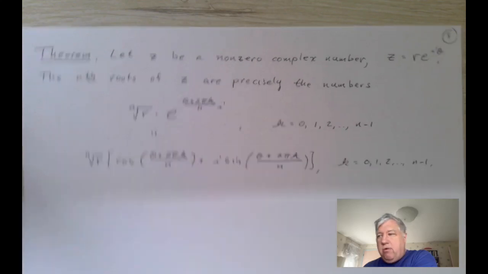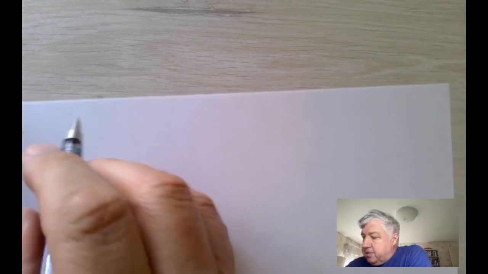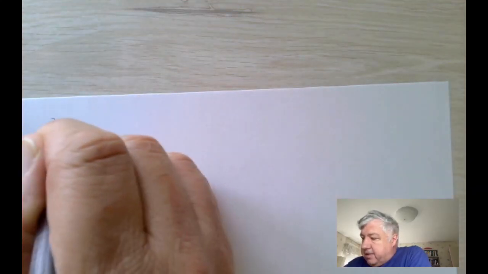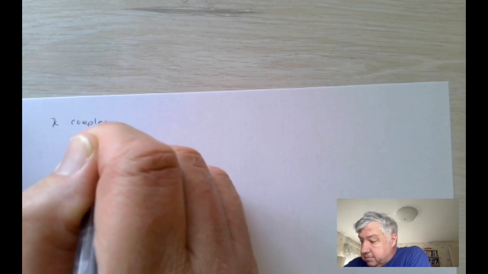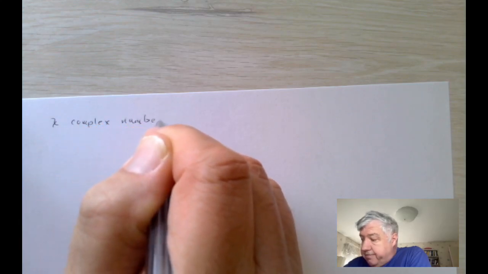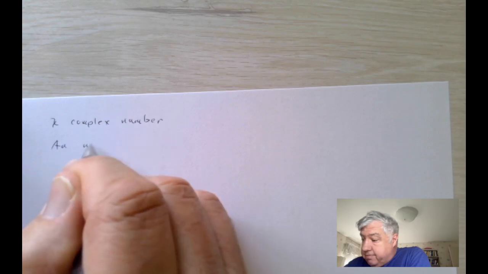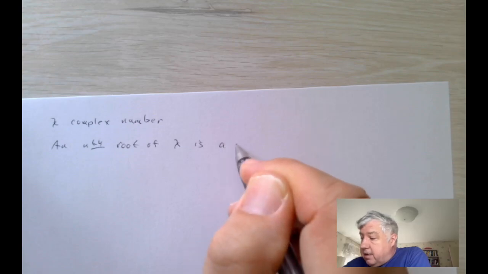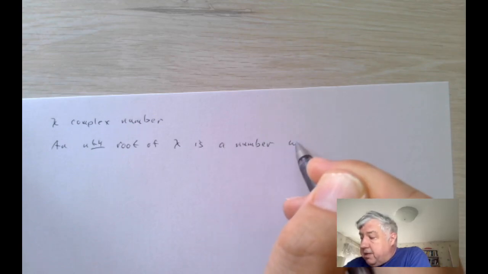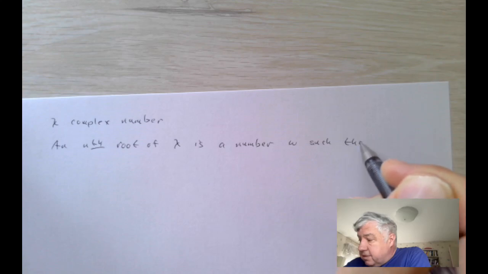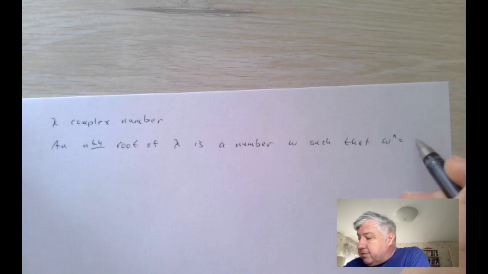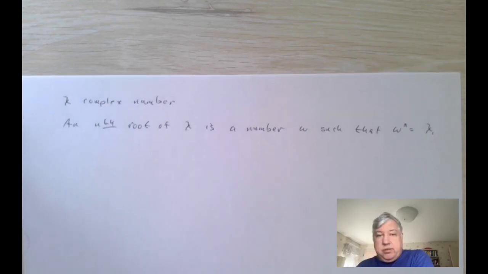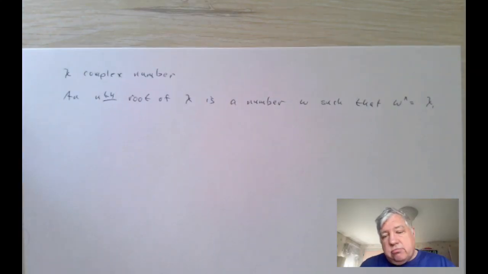Before we go on, let me just remind you what an nth root is. If lambda is a complex number, an nth root of lambda is a number, say w, such that w to the n power is equal to lambda. That's all it is. So a square root of lambda would be a solution to w squared equals lambda.